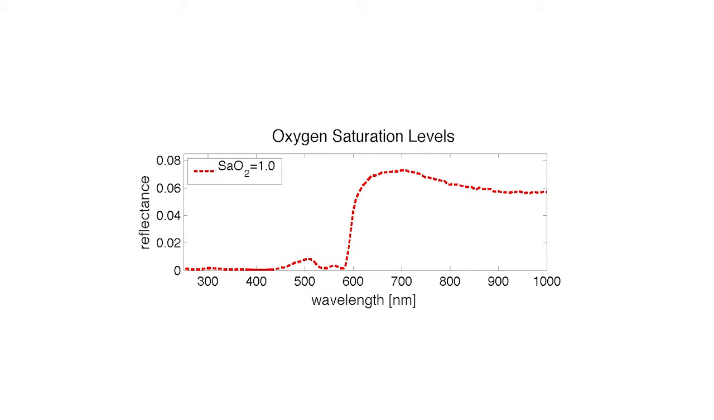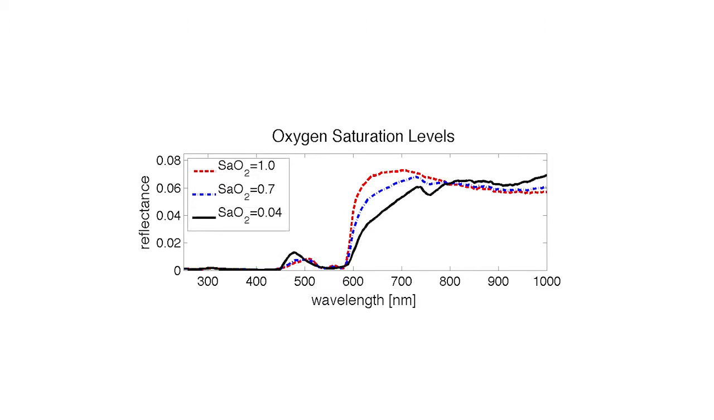The model predictions were also qualitatively evaluated through comparisons with experimental observations. For example, a reduction of oxygen content results in a reflectance decrease between 600 and 800 nanometers, a peak around 480 nanometers, and a dip around 760 nanometers.